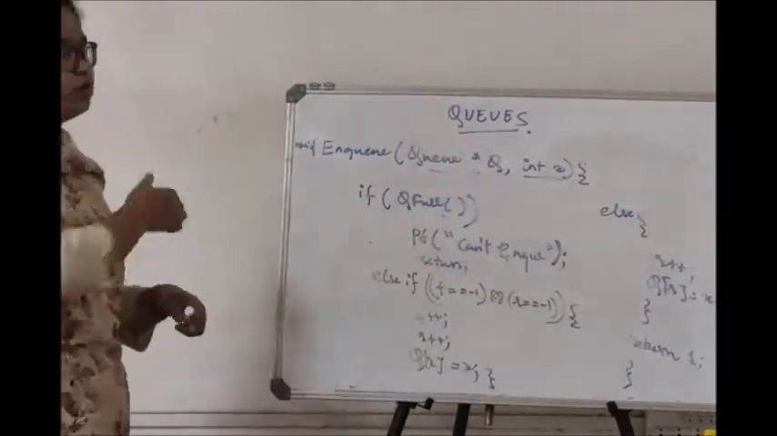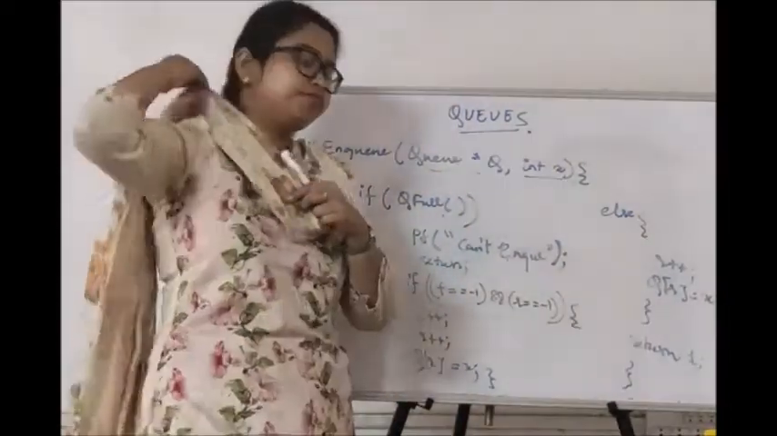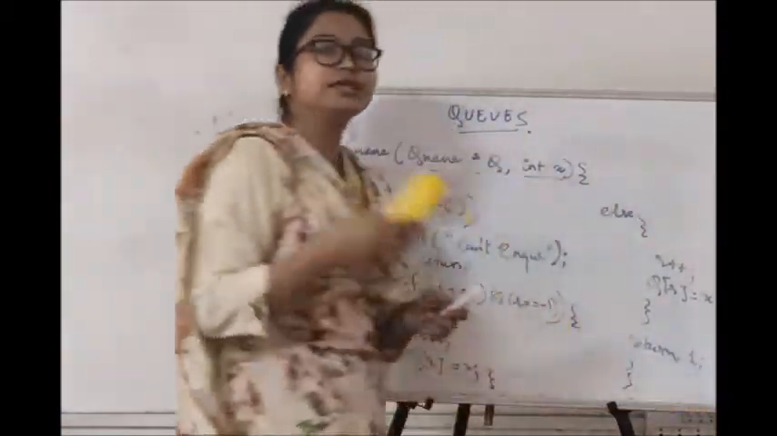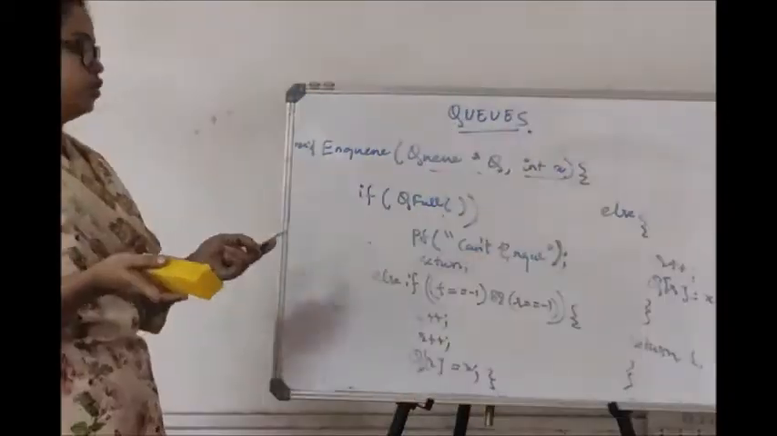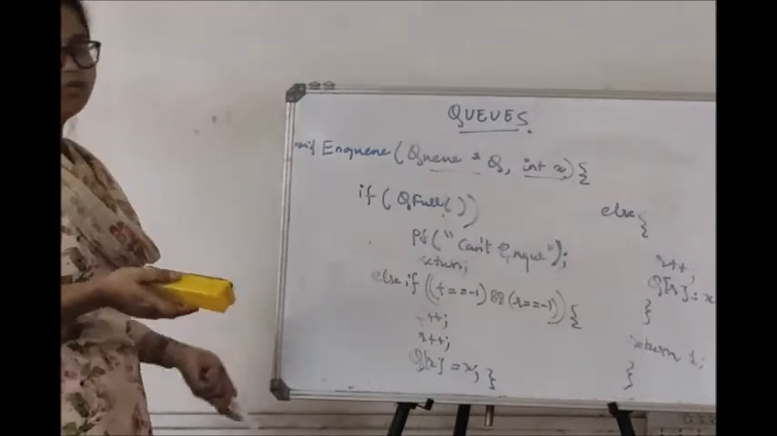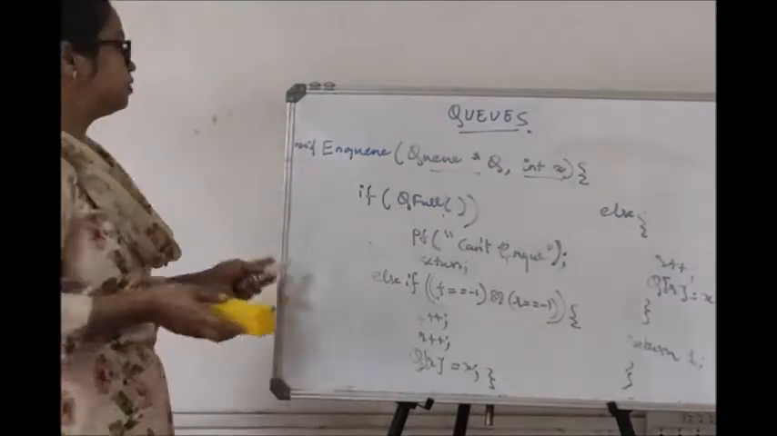I hope you understood. Now we will perform DQ. How to delete element from the front end of the queue, we will see. You can note it because it is very, very important.